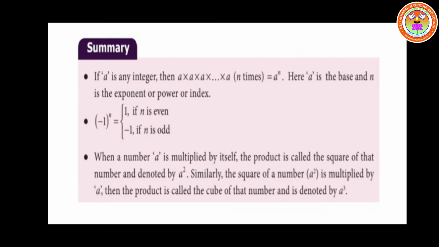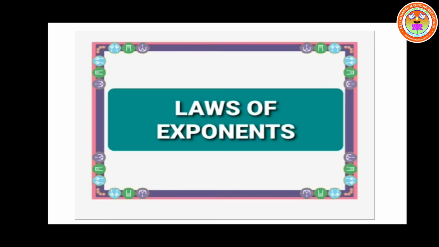Okay. Then when a number a is multiplied by itself, the product is called the square of the number. You know that, I already explained, a into a, that is a square, that is called a square number. Similarly, when the square of a number is multiplied by a, then the product is called a cube, and it is denoted by a cube. You can say a power of 3 also, or a cube, both are correct. Like that, a square you can say, or a to the power 2 you can say. Both are correct only. Okay. So cube and square is over.